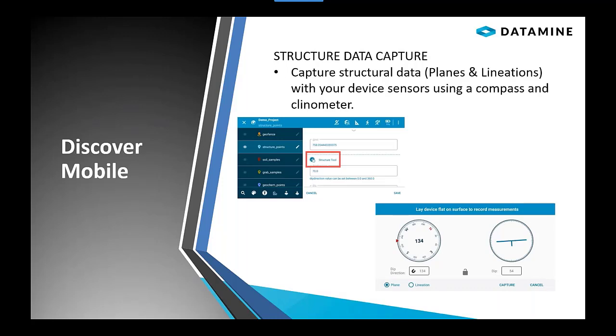You can also capture structure data. So if you set up your structural data table, you'll see here on the interface, you'll get this little button that appears, Structure Tool. You click on that, and then you have a clinometer and compass. So you can capture all your bedding planes and lineations, etc. So you just lay your device on the particular unit or rock face, whatever, capture it, and all your dips and your strikes will be in there. And it supports both right-hand rule and dip and dip direction.